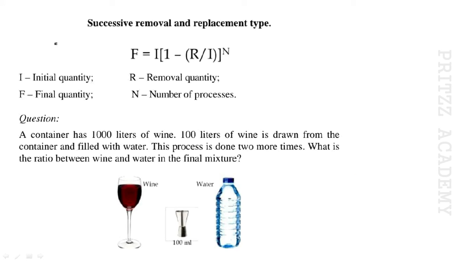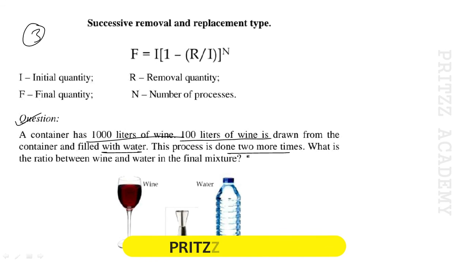Okay, so the third type of questions are where you are asked to find the final quantity when one quantity is drawn from the container and then replaced by another one. Okay, let's see this with the question. A container has 1000 liters of wine, and from this 100 liters of wine is drawn from the container and filled with water. Okay, this process is done 2 more times. What is the ratio of wine and water in the final mixture?